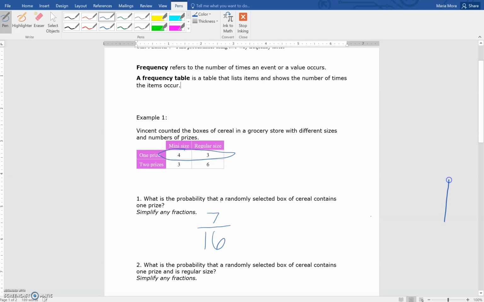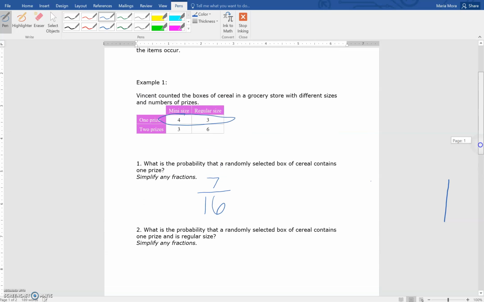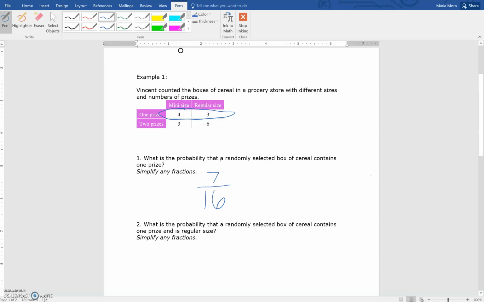Okay, so let's take a look at the next problem. It says, what is the probability that a randomly selected box of cereal contains one prize and is a regular size? So one prize would be the 4 and the 3. So that would be one prize. But then it also says, and is a regular size. So the regular size would be the 6 and the 3.